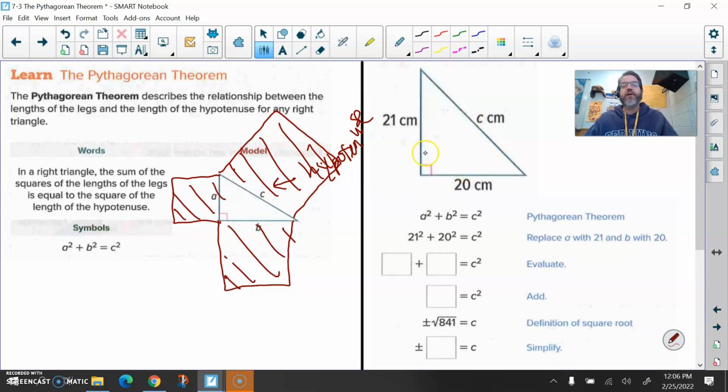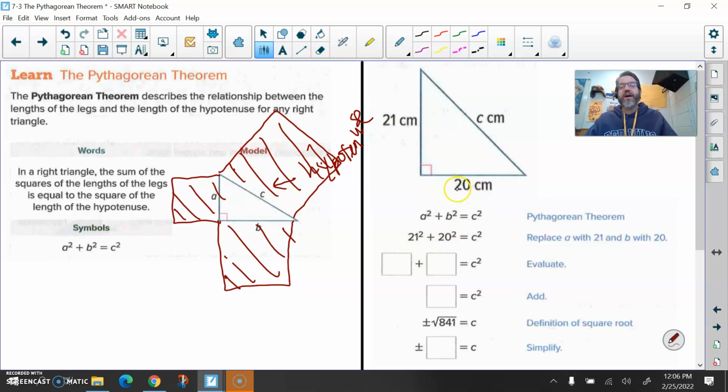I have a right triangle. I know so because of the right angle here. The 20 centimeter side and the 21 centimeter side are your legs because they are coming together at this point, forming this right angle. So we're missing side C, which is the hypotenuse, which we know is the longest measurement. So what we do is we write down our Pythagorean theorem, a squared plus b squared equals c squared, and then we just fill in our numbers.